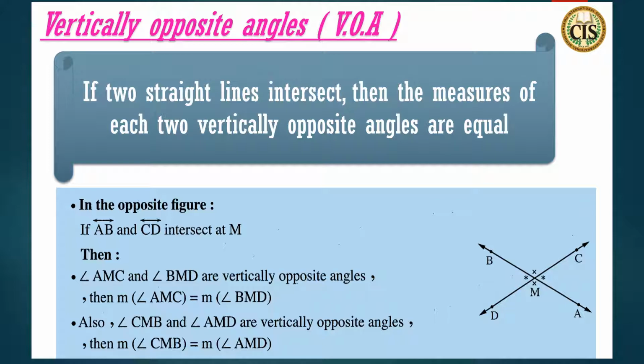Then measure angle AMC equals measure angle BMD. Also, angle CMB and angle AMD are vertically opposite angles. Then measure angle CMB equals measure angle AMD.